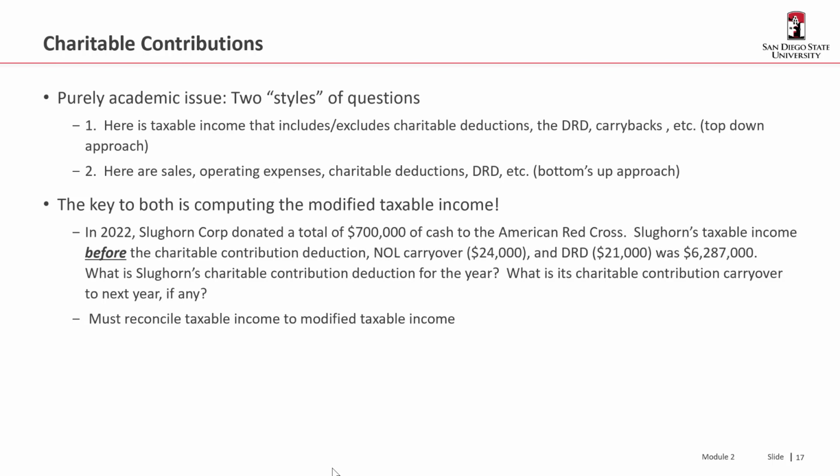So when we think about this charitable contribution, there's really two styles of questions that you get in the academic setting, and I want to cover both of those. Of course, in real life, there's no academic setting. So one is you get taxable income, and that includes or excludes charitable deductions, DRD, carryback, etc. I refer to that as the top-down approach. And then the bottom-up approach is here's sales, operating expenses, charitable deduction, DRD, etc. And it's your job to calculate taxable income. So in the first one, you have taxable income, and you would reconcile that to modified taxable income. In the second one, you just compute modified taxable income.